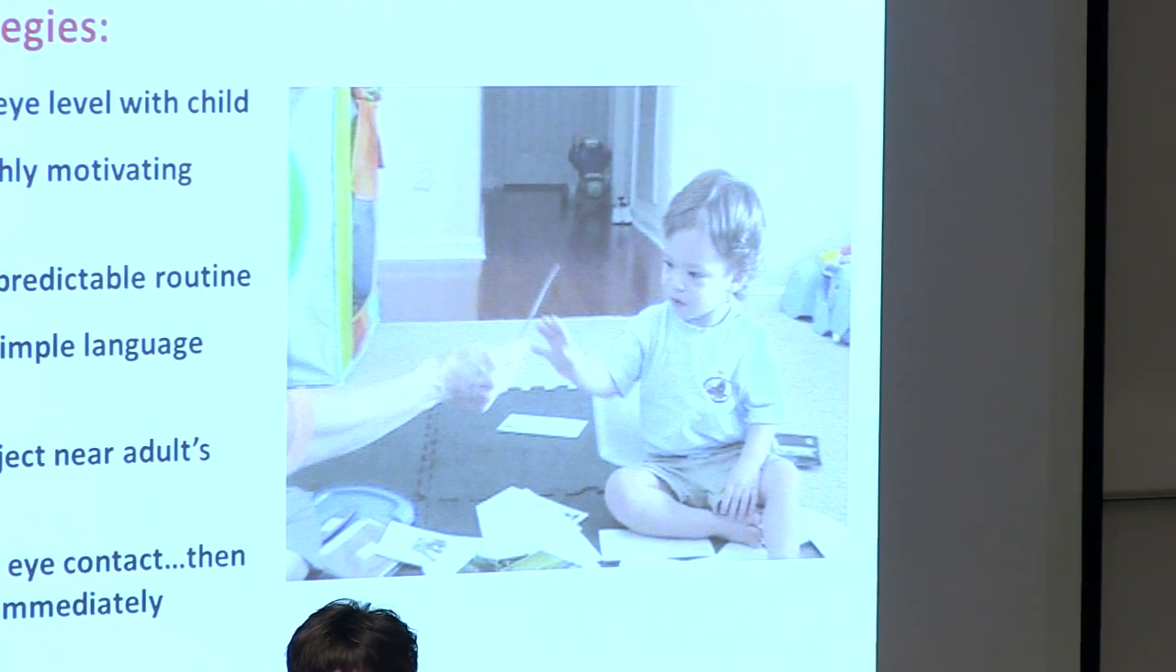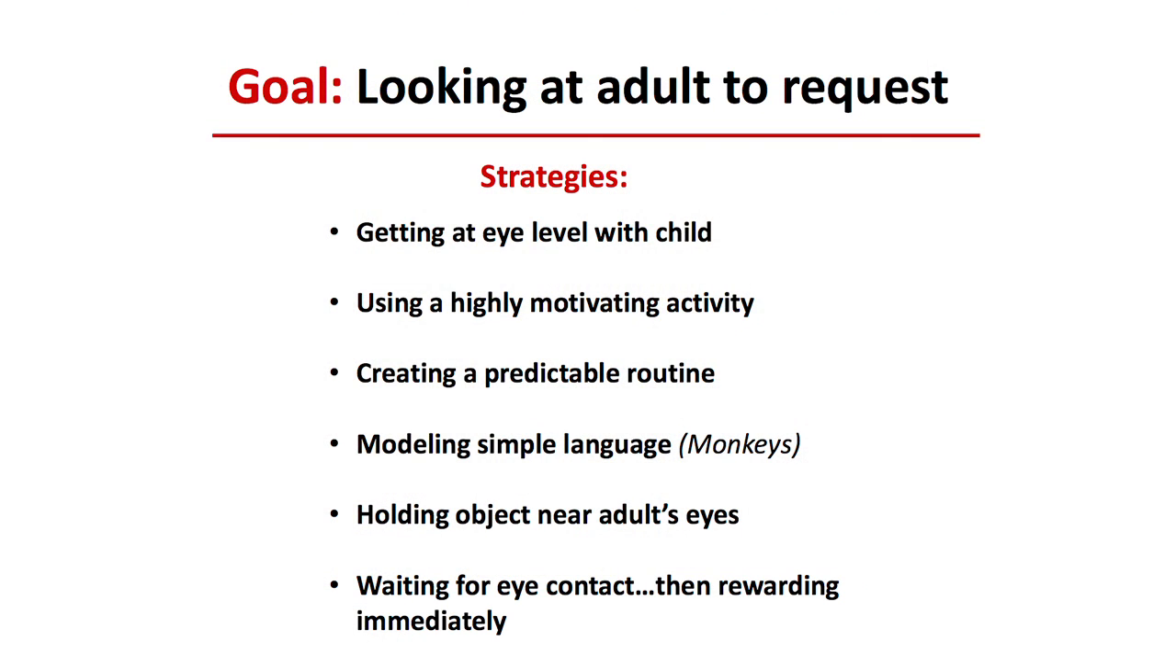So here's another example. And this, again, eye level with the child, highly motivating activity. This is handing cards that represent songs and that the mom will then sing. And creating a routine, modeling language, holding the object near her eyes to get him to look in that vicinity. And then as soon as she gets it, she rewards.